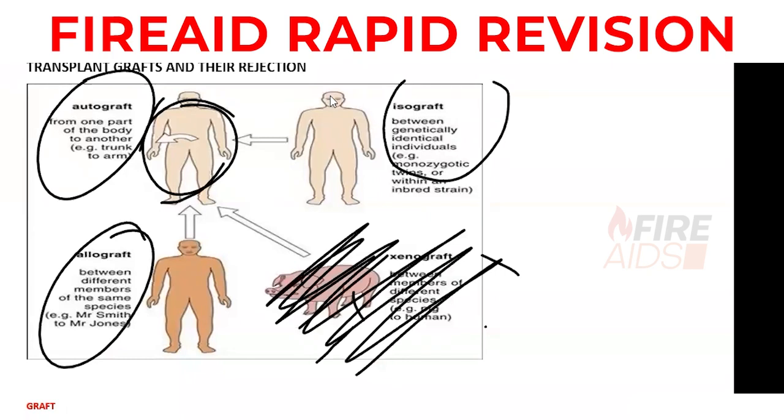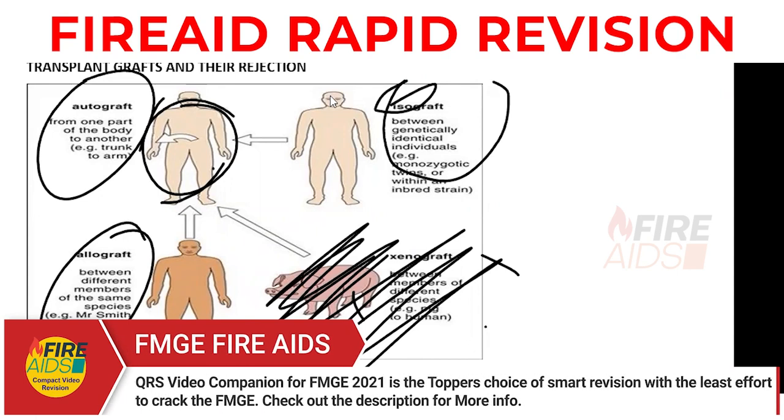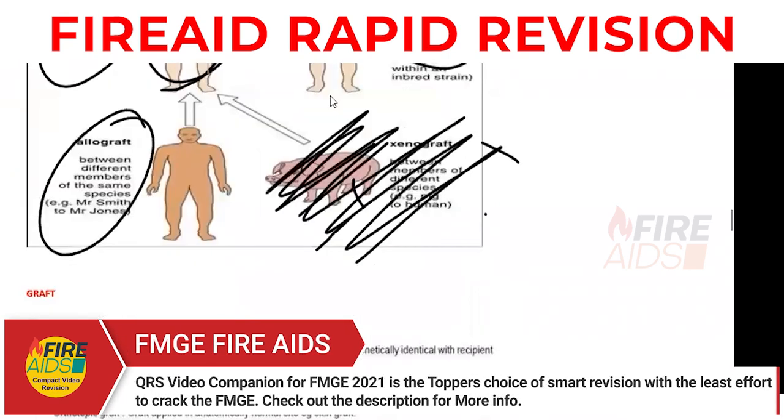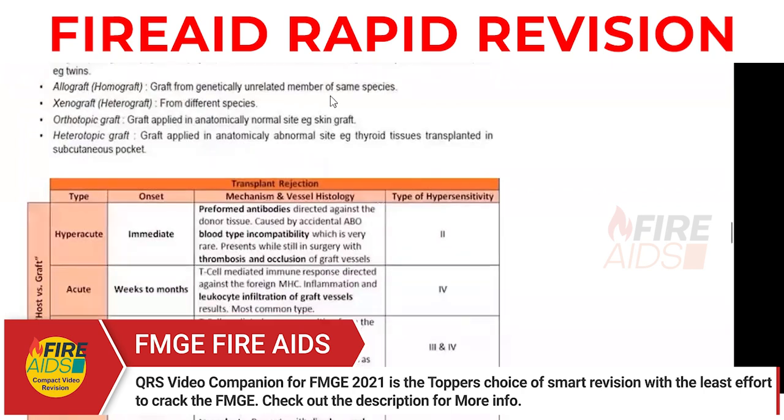Iso means twins. Allo means between 2 different members. These are the only 2 points you need to know from here. So in organ transplantation, if we transplant an organ from one site to another in the same person, that is autograft. From twins, that is isograft. From 2 different people, that is allograft.